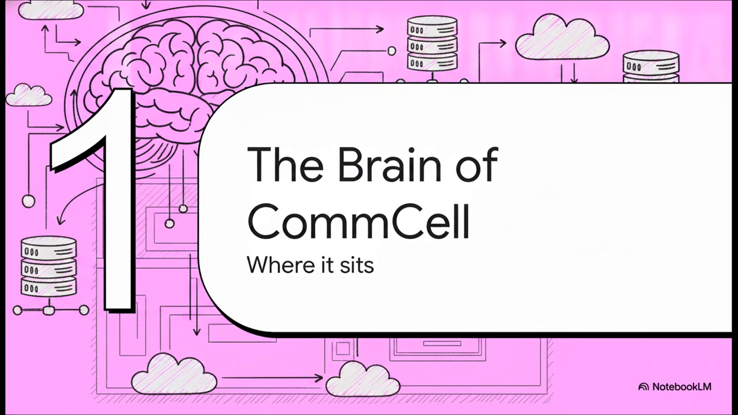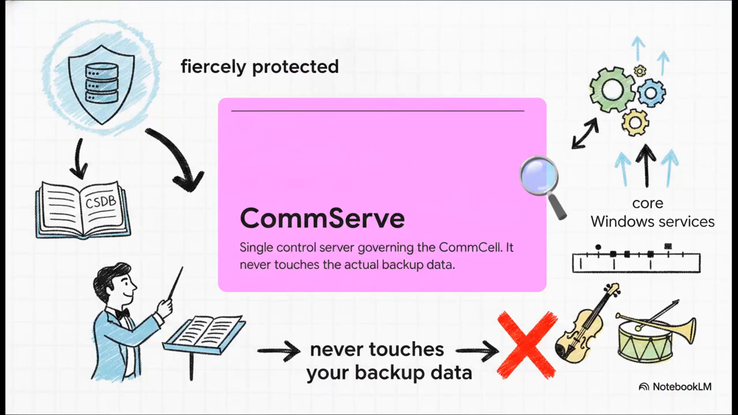All right, let's jump straight into Section 1, the brain of the CommCell, and where exactly it sits in the grand scheme of things. So what is the CommServe exactly? Well, it really boils down to 4 defining traits. First up, it's the single control server. You only have one per environment. That makes it incredibly powerful, but it also means you have to fiercely protect it. Second, it holds the CommServe database, or CSDB, which we're going to look at closer in just a sec.